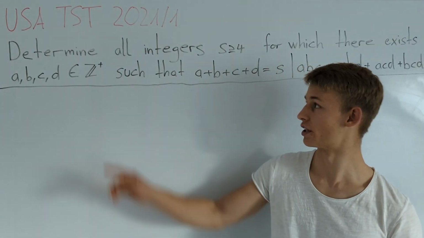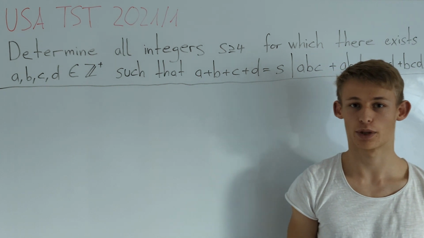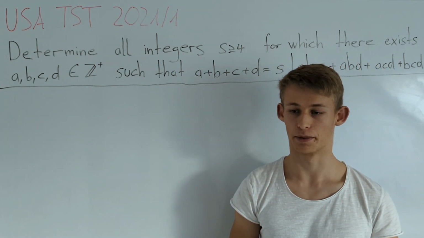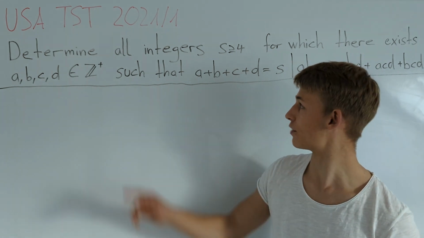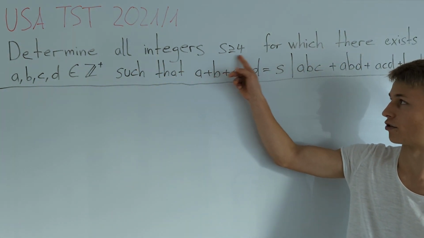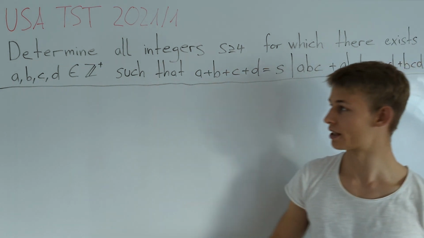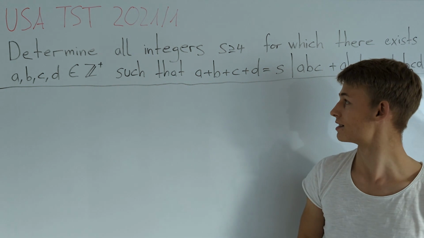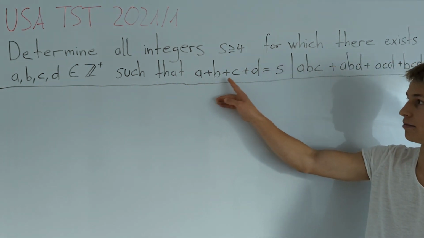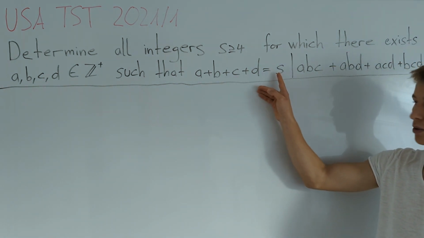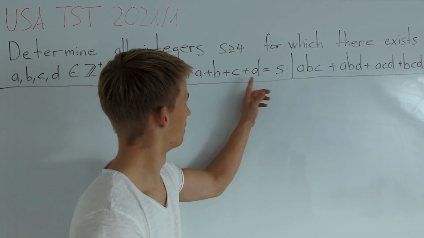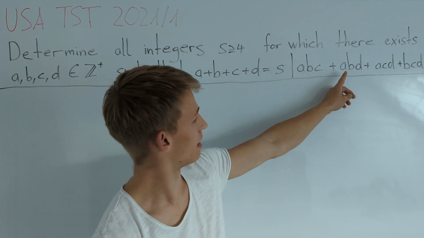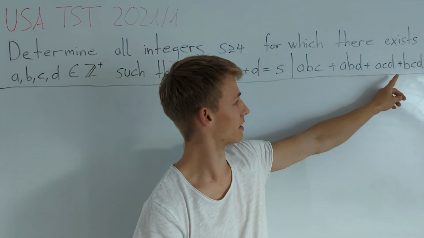Center solution for the USA Teen Selection Test 2021, problem 1. At first, let's have a look at the problem statement. We are asked to find all integers s greater than or equal to 4, such that we can find a, b, c, d from the positive integers, such that a plus b plus c plus d is equal to s, and the sum, which is equal to s, should divide abc plus abd plus acd plus bcd.